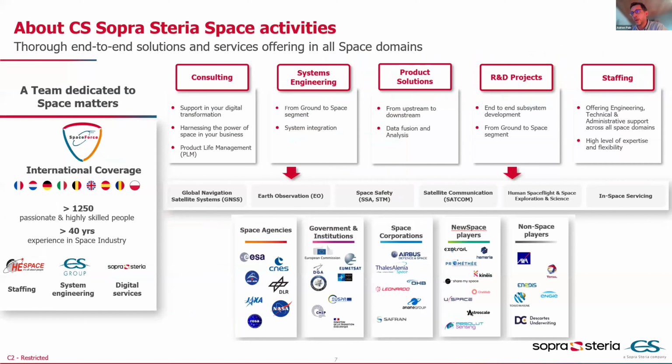So we are a 40-year-old company that's been acquired by Sopra Steria. We're more than 1,000 people, and our breadth of activities ranges from consulting to staffing through system engineering and product solutions. We also have activities in GNSS, observation, space safety, as I mentioned, satellite communication, human spaceflight, and in-space servicing. And our customers range from space agencies down to non-space players, such as insurance companies, energy companies, firefighters, and so on.